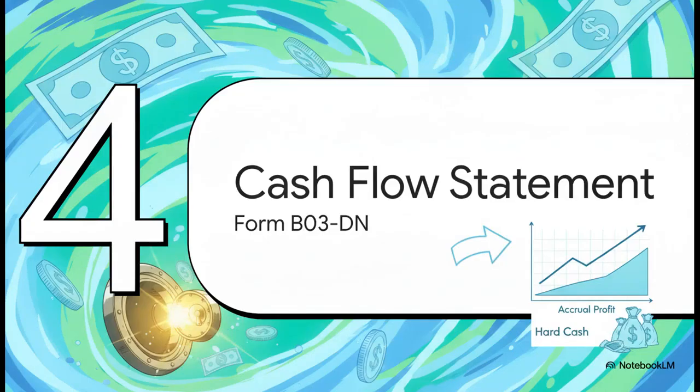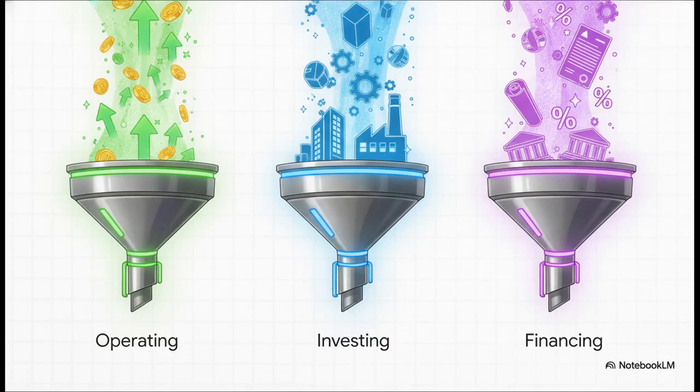Section 4, the cash flow statement, or Form B03-DN. So why in the world do we need this third report? Well, because there is a very dangerous illusion in accounting. A company can show massive profits on paper in their income statement and yet still go completely bankrupt because of a severe cash shortage. The cash flow statement strips away all that accrual accounting to show us the actual hard cash moving in and out of the business.